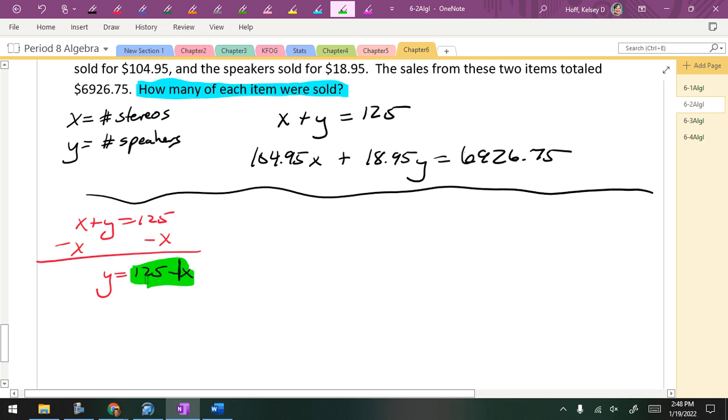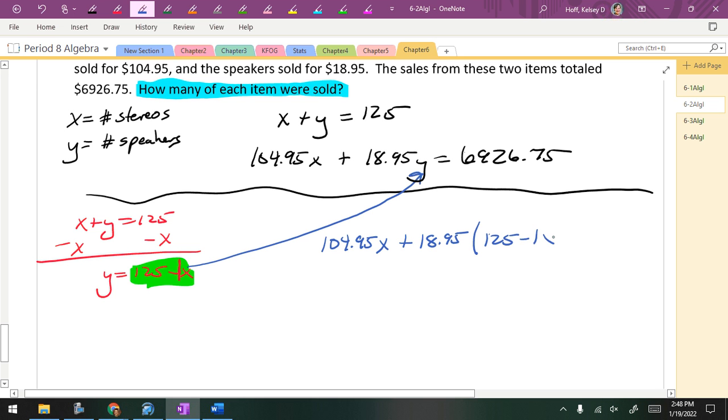Okay, so 125 minus X is going to go into your other equation for Y. Be careful with your decimals. 104.95x plus 18.95 times 125 minus 1x equals $6,926.75. You guys solve for X. See what you get.